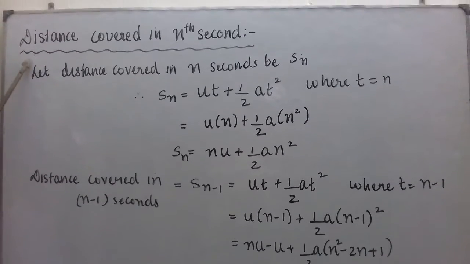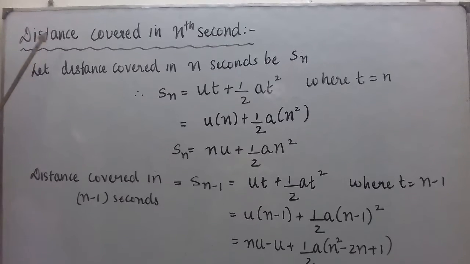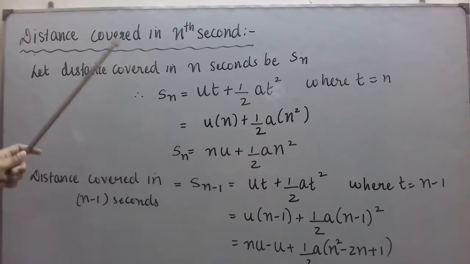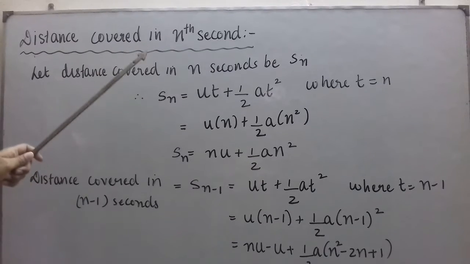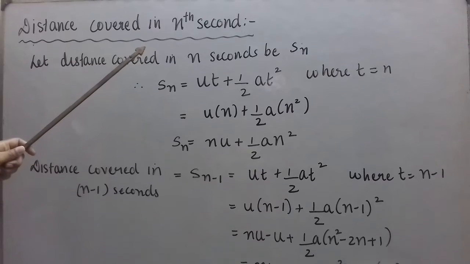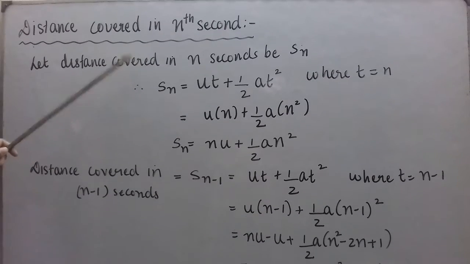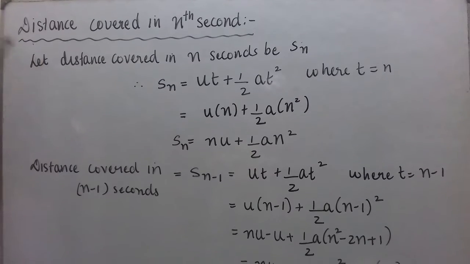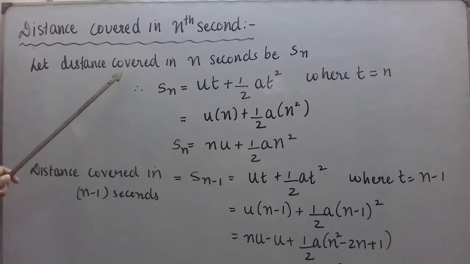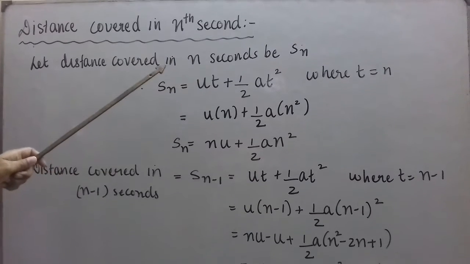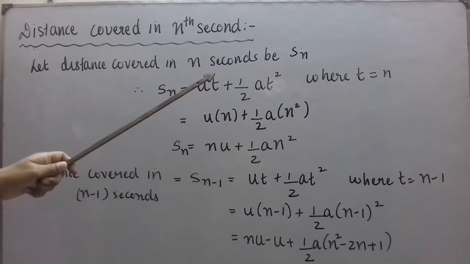Now pay attention here. We are going to derive a formula for distance covered in nth second. It is not n seconds, it is nth second. For example, distance covered in 3rd second, 4th second, 5th second, like that. Okay, so for this we'll be using the second equation of motion. Let distance covered in n seconds be Sn. So in n seconds, distance covered is Sn.